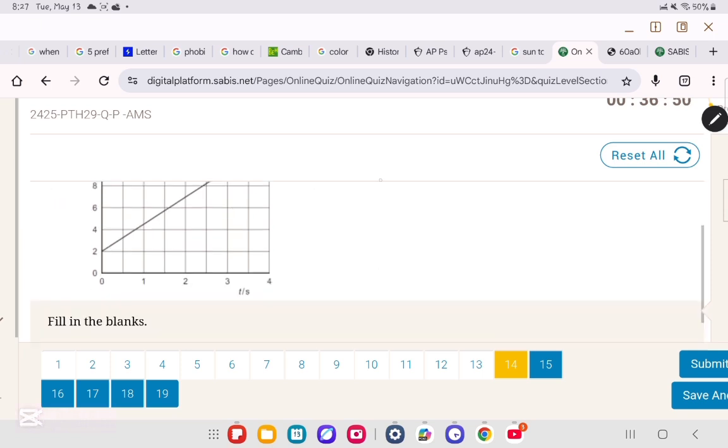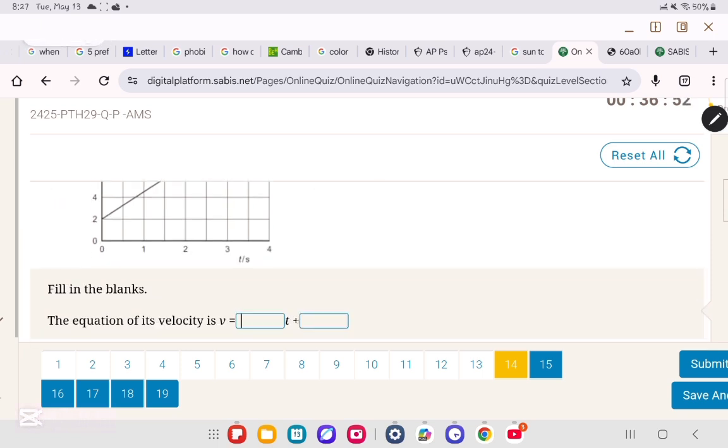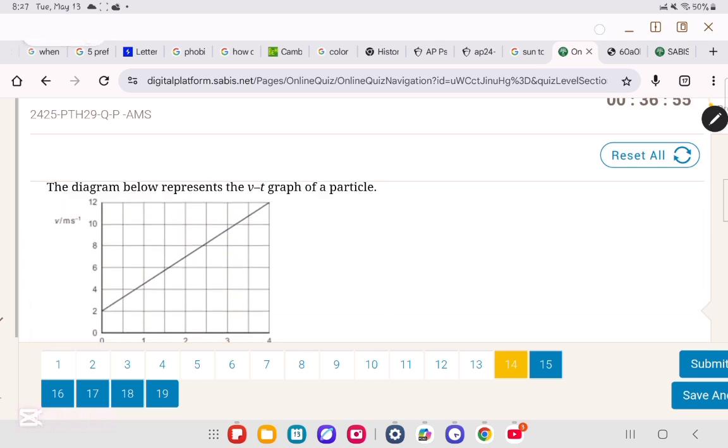Question number 14, it says the equation of the velocity v is whatever. Okay, here what you're going to do is find the slope. How do you find the slope? You do ax plus b is equal to y. Let us find a together by finding the slope. You find the slope by taking 2 points. You can take the initial point and the final point. It does not matter. So this point over here, it is 412. And this point over here, it is what?